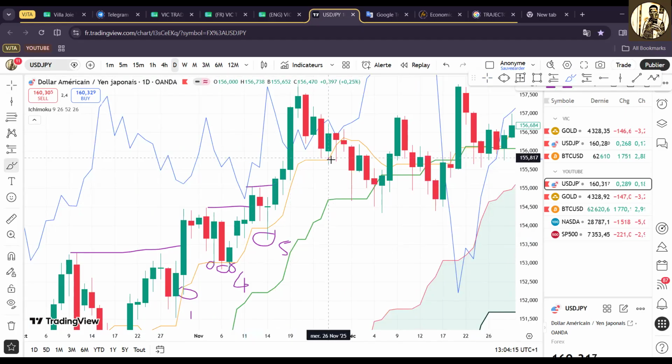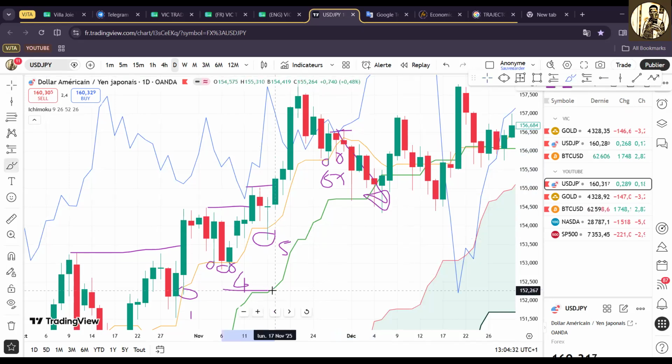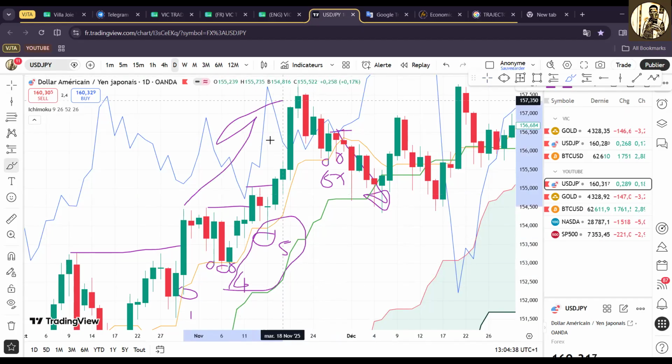But the Tenkan touch number 6, no V breaker. 7, no V breaker, right? And then the price moves down to Kijun. So you see two types of theory. It means that from the fourth, in general, you don't have any V breaker, because it's not always that you have a strong impulse like this. It's not like that all of the time.